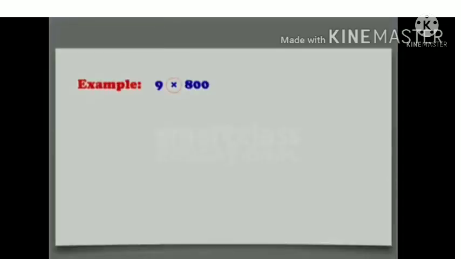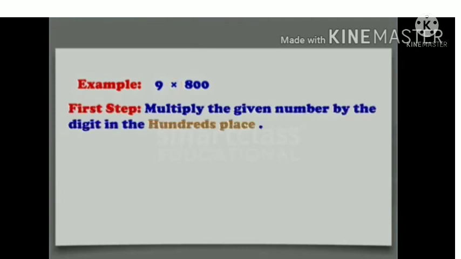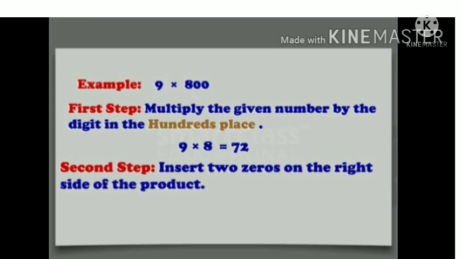Let us multiply 9 by 800. Our first step will be to multiply the given number by the digit in the hundreds place. On multiplying 9 by 8, we get 72. The next step will be to insert 2 zeros on the right side of the product. So, 9 multiplied by 800 is equal to 7,200.